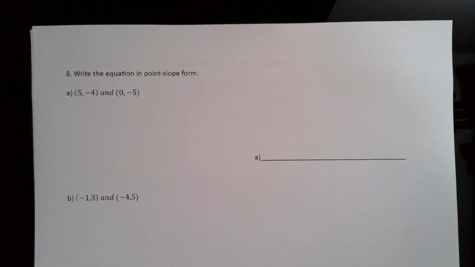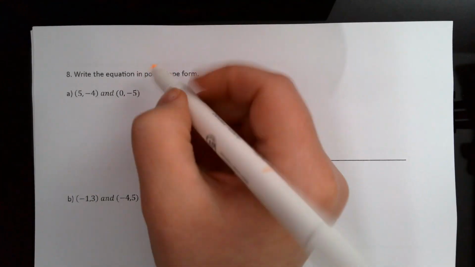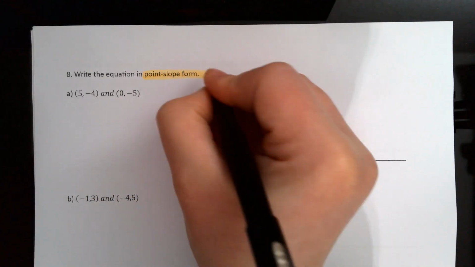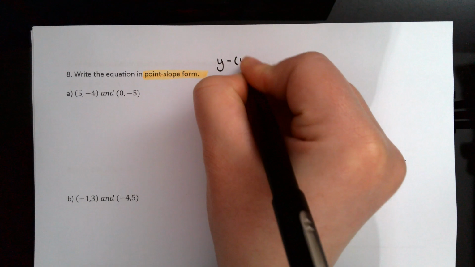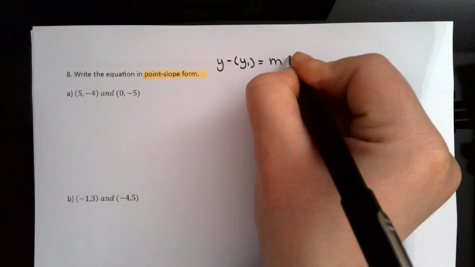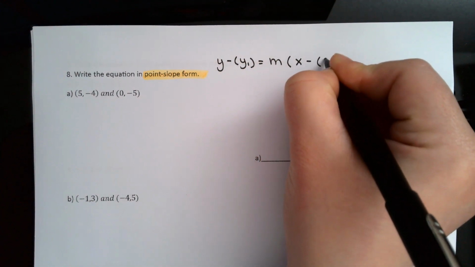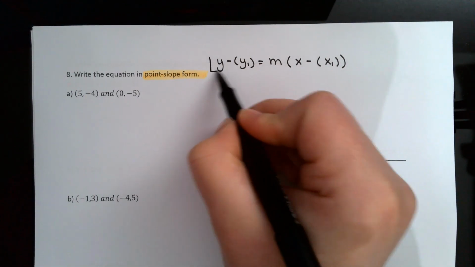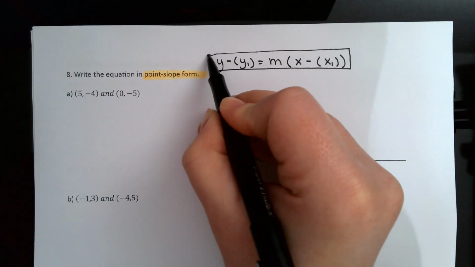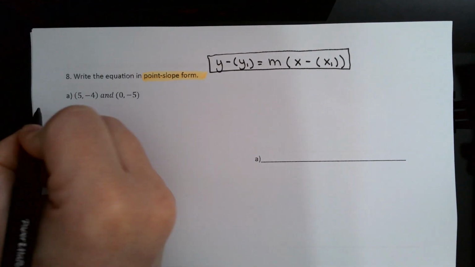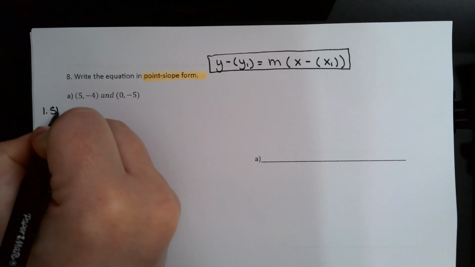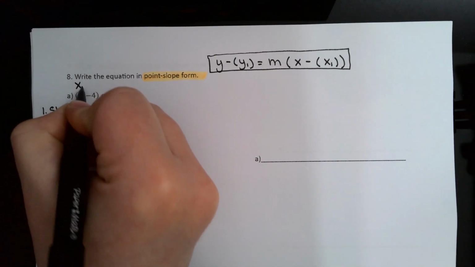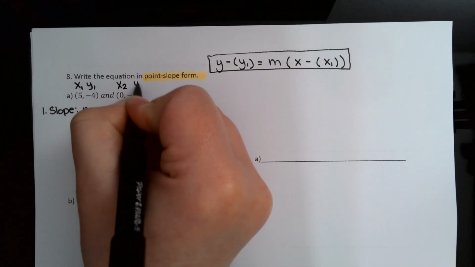So this one here, write the equation in point slope form. So this is a little bit of a different question. Point slope form is y minus y1 equals m open x minus open x1, close it, close it. To write in this format, you need to do two things. It's kind of like a step number one, step number two. Step number one, you're going to solve for slope. Your slope is your m value. So let's label our points x1, y1, x2, y2.